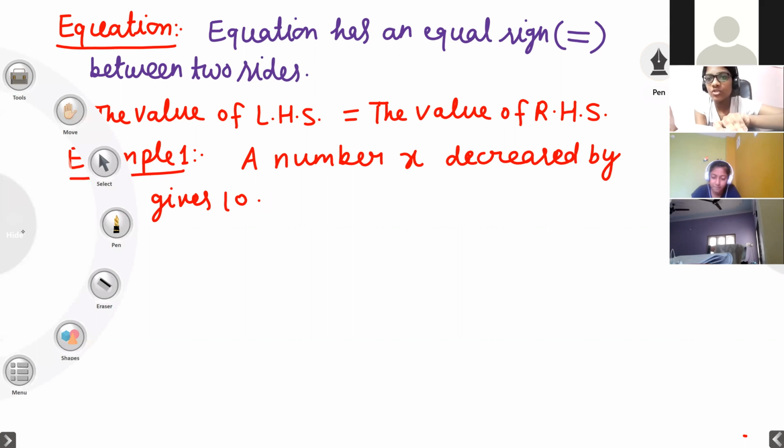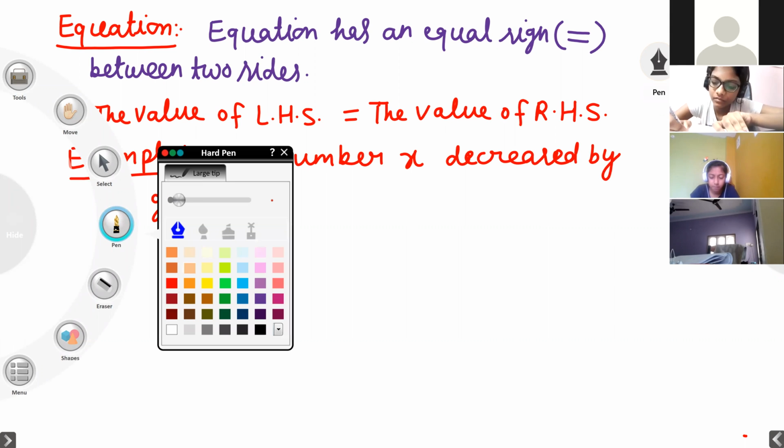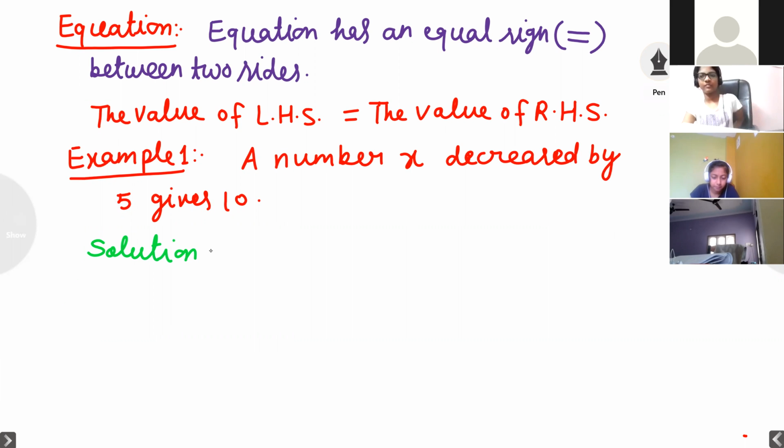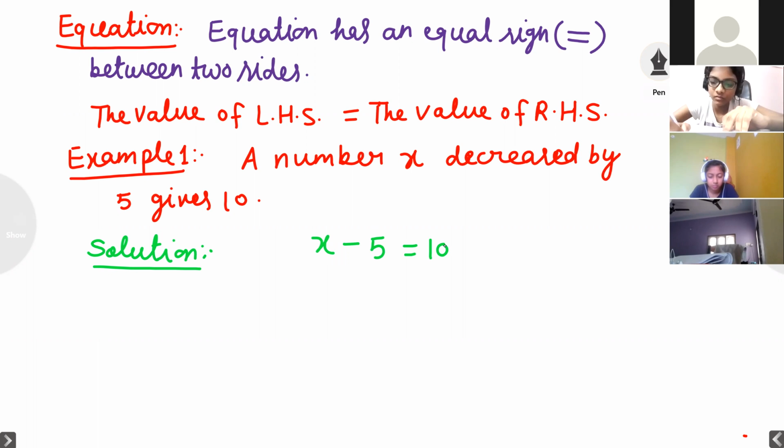Tell me students, how to write the equation? A number x, already given as x, decreased by means minus. A number x decreased by 5 is x minus 5, and gives means is equal to 10. This is a simple equation. A number x decreased by 5 gives 10. Example 2.